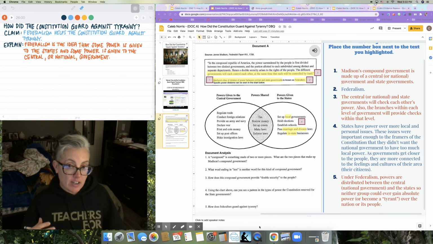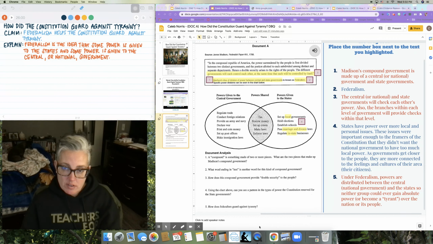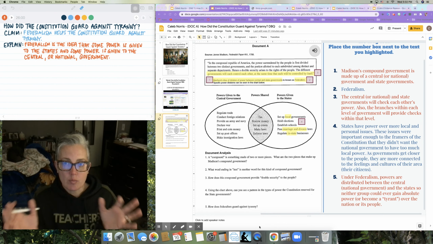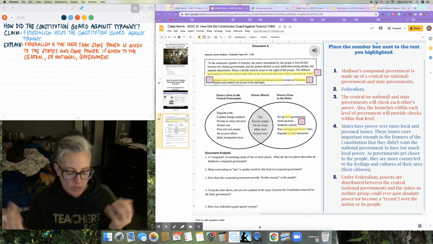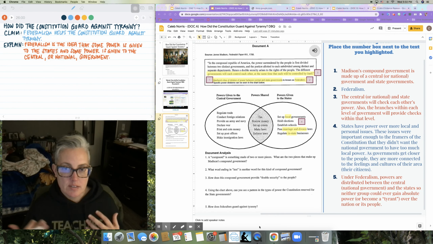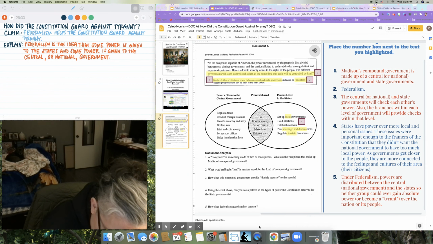Okay, so now that I've stated my claim and gave a little bit of an explanation so that my audience knows I know what I'm talking about, now I'm going to present my evidence. I'm going to talk about the things that I learned from this document. I'm going to look at the powers that are for the central government, the powers that are for the states, the ones that they share, and then what Madison has to say about it all. I'm going to come up with 4 pieces of evidence. It's important to have 2 or 3. 4 is the best.